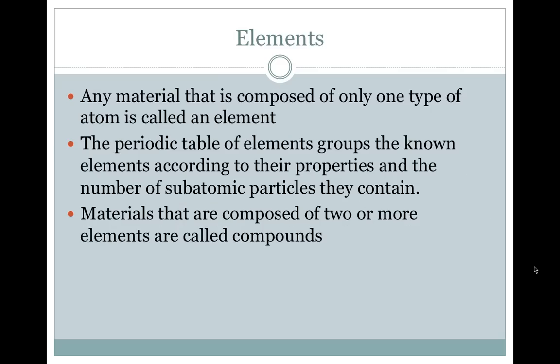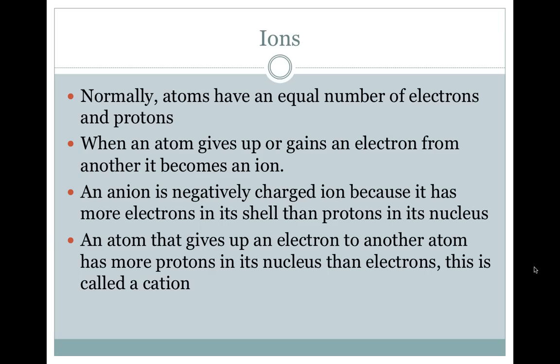Elements. Any material that is composed of only one type of atom is called an element. The periodic table of elements groups the known elements according to their properties and the number of subatomic particles they contain. Materials that are composed of two or more elements are called compounds.